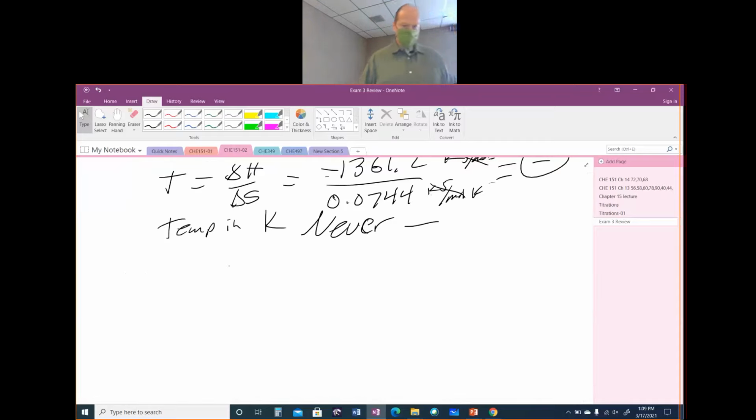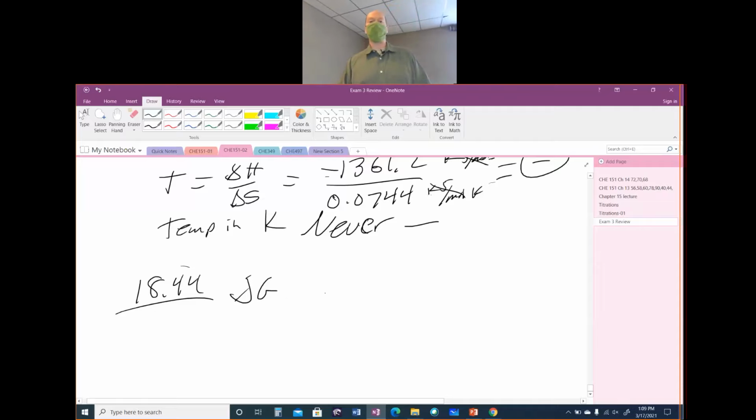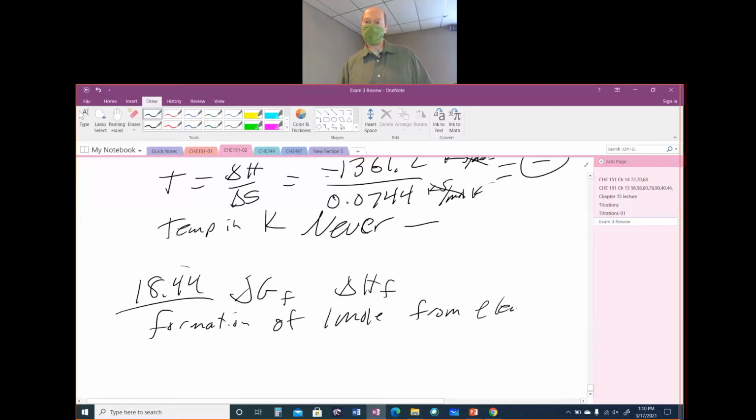Okay, let's do 44. The free energy of formation, that is delta G, of 1 mole of compound refers to a chemical reaction for the following, write through. Okay, so delta G, it's the same reaction as your delta H. Delta G formation, delta H formation is formation of 1 mole from elements in their natural state.